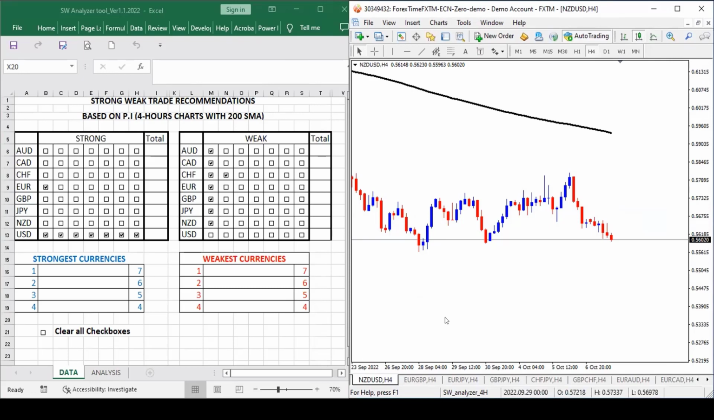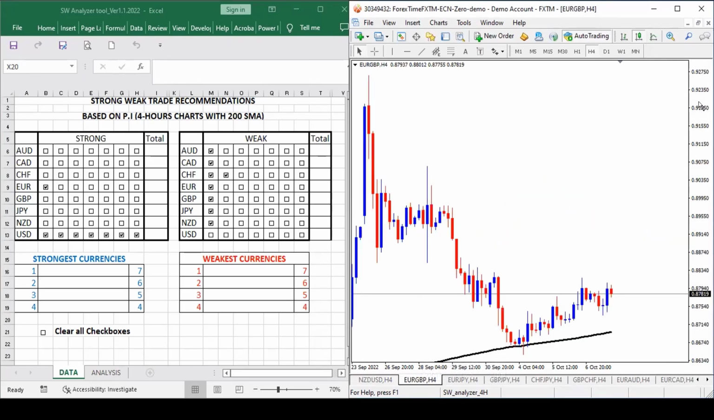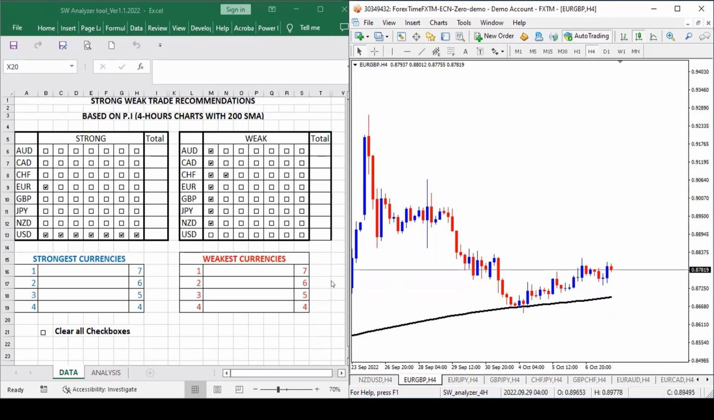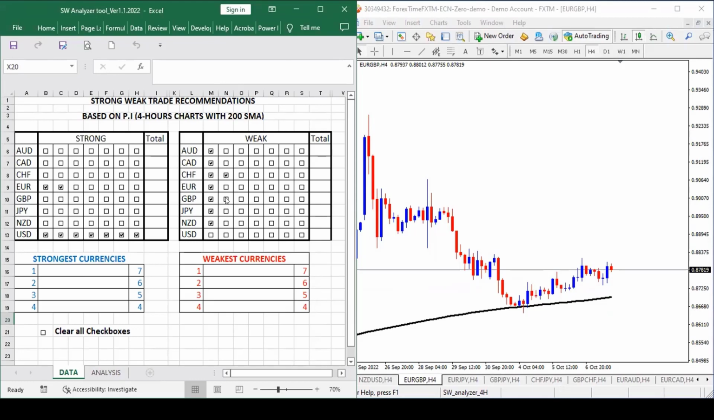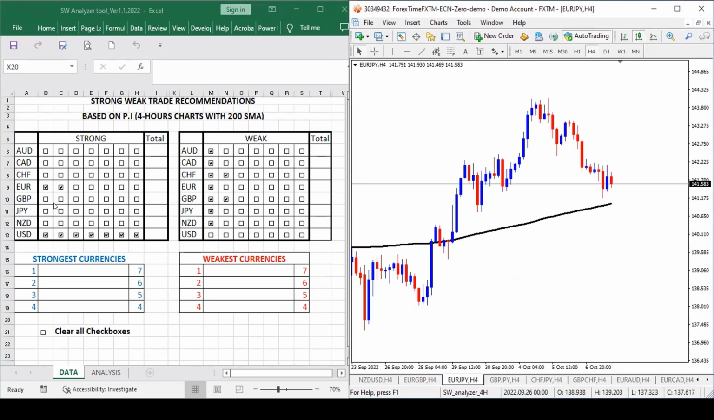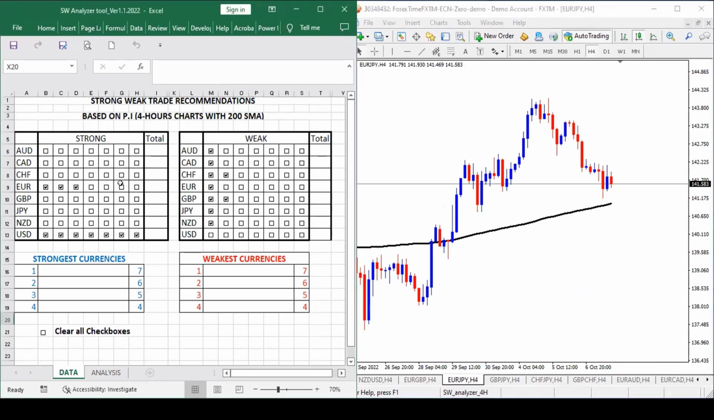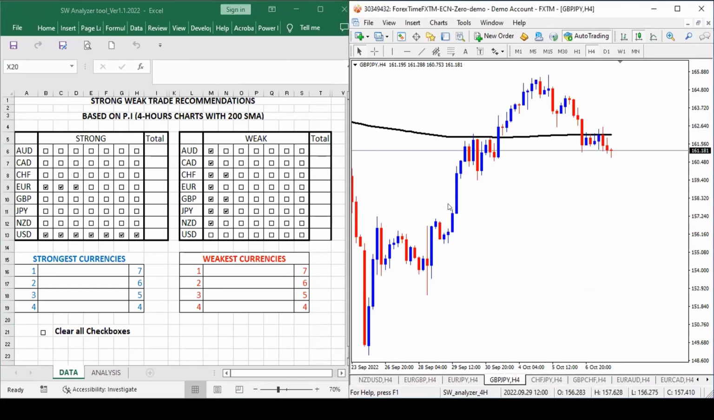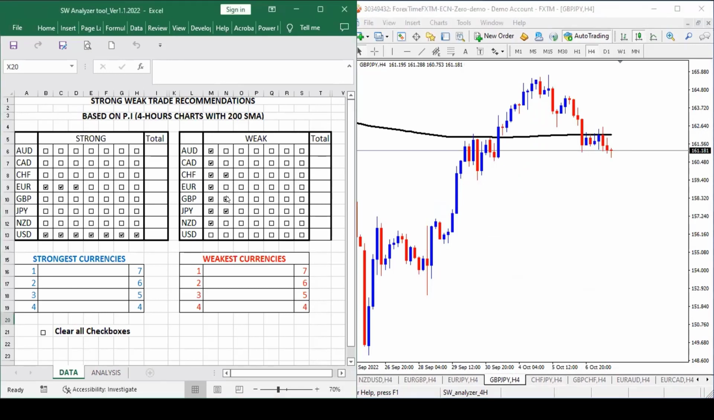Okay. So we move on to the Euro pound. It's trading above the line. That means the Euro has an up arrow and the pound has a down arrow. Euro yen is trading above the line. That means the Euro has an up arrow and the yen has a down arrow. Pound yen is trading below the line. That means the pound has a down arrow and the yen has an up arrow.